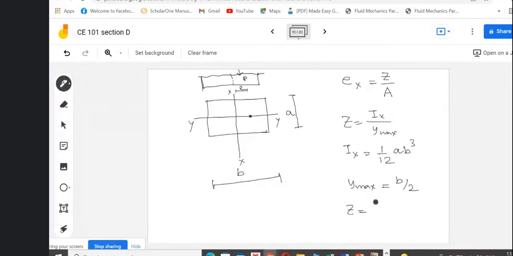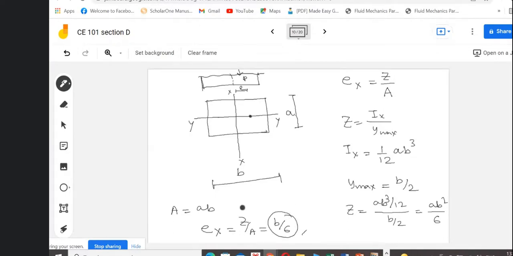Then Z will be A B cube by 12 by B by 2. That means A B square by 6. Now what is the value of A? Simply AB. So what is the value of EX then? Z by A is equal to A B square by 6 by AB, B by 6, as he rightly said initially. So this is the EX value for this case, B by 6.